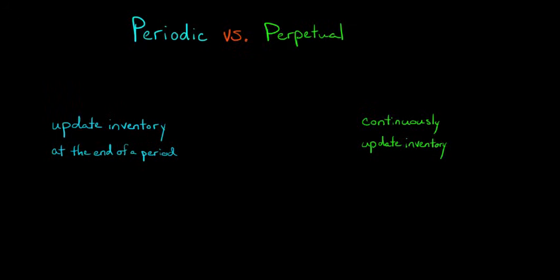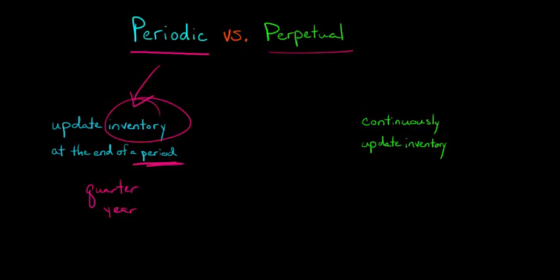In this video, we're going to discuss the difference between a periodic and a perpetual inventory system. With a periodic system, we're updating inventory at the end of each period. When I say period, I'm talking about the end of a quarter or the end of the year. We decide we're going to do a physical count of the inventory, and then update what's happened to the inventory asset account. With a perpetual system, we're continuously updating the inventory account each time we buy or sell inventory.